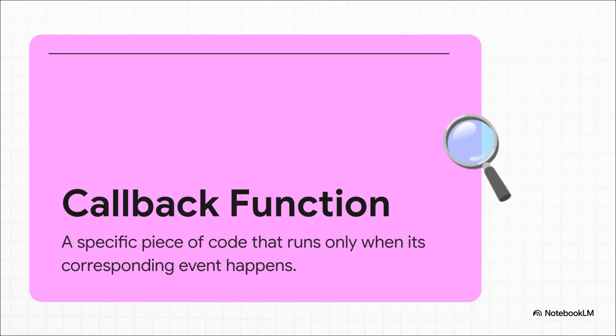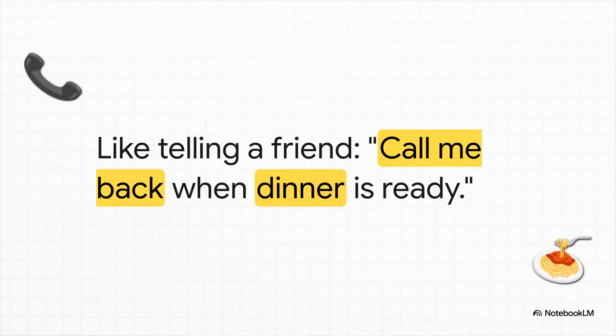All right, so the main loop spots an event. Now what? Well, the program needs to know exactly what to do. That's where callback functions come in. Think of them as pre-written plans of action, just sitting there waiting for the signal to be called back and put to work. I just love this analogy because it's so relatable.